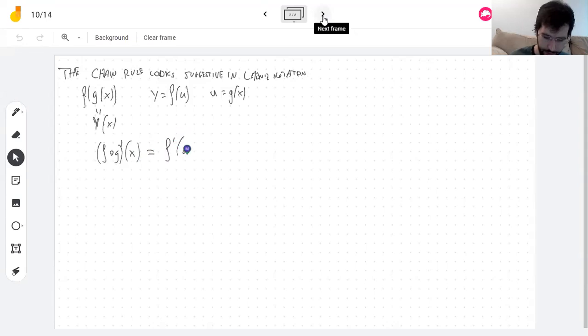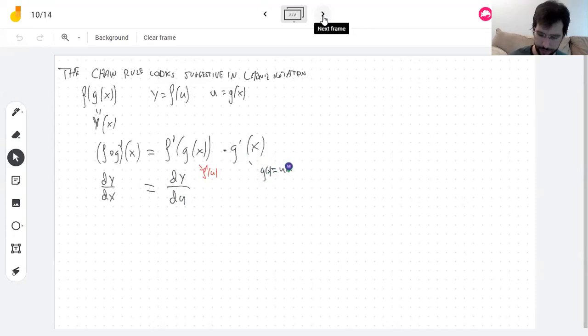I get f prime of g times g prime of x. If I write this in terms of these letters y and u, this is going to be the derivative of y with respect to x. Well, this is f prime of u, so this is the derivative of y with respect to u. And if I say that g of x is u, this is the derivative of u with respect to x. So the same chain rule that I've been talking about can be written like this.